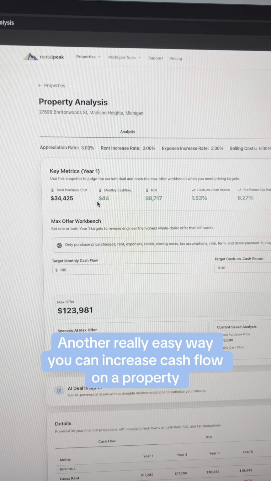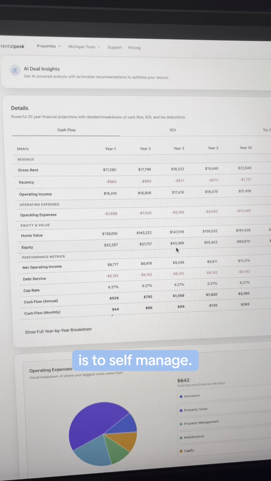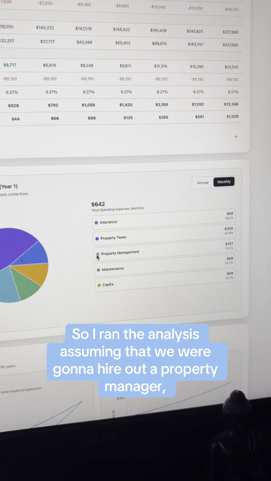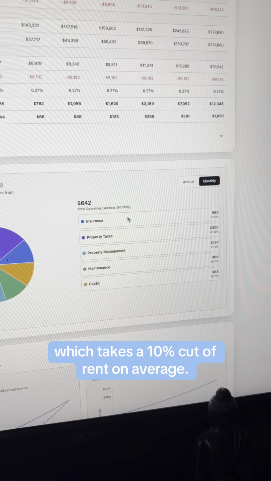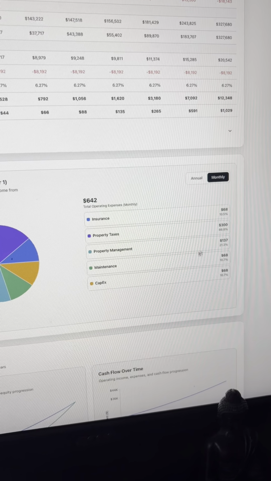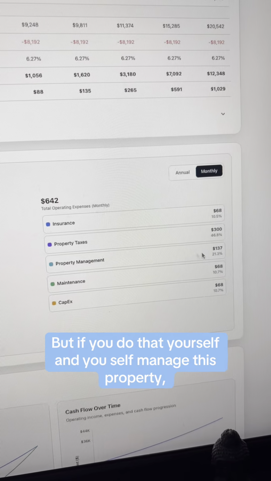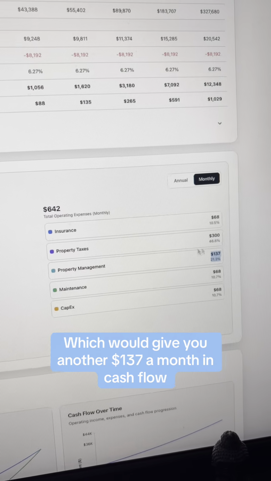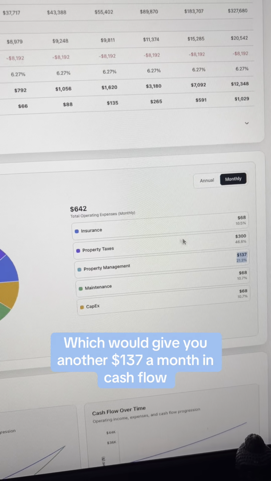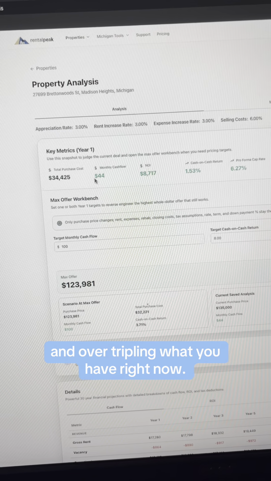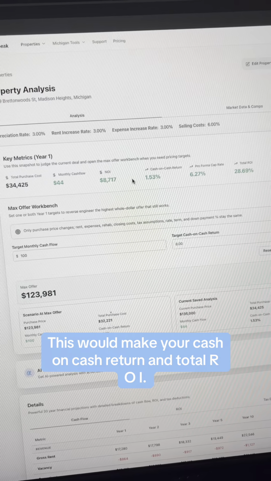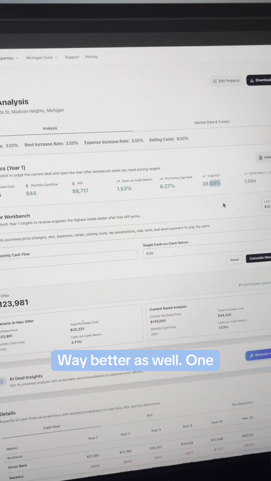Another really easy way you can increase cash flow on a property is to self-manage. So I ran the analysis assuming that we were going to hire out a property manager, which takes a 10% cut of rent on average. But if you do that yourself and you self-manage this property, you can save this money and pocket it, which would give you another $137 a month in cash flow and over tripling what you have right now. This would make your cash on cash return and total ROI way better as well.